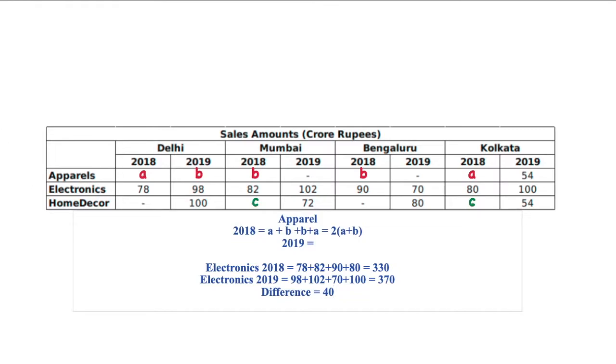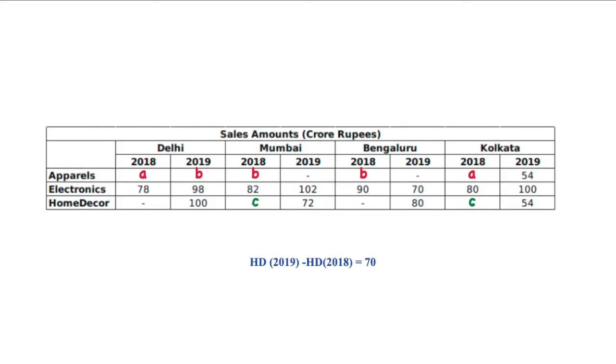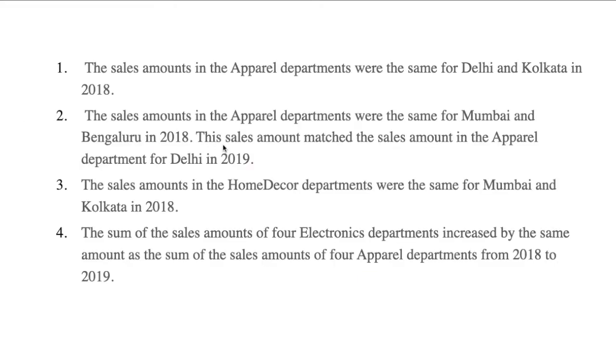Now let us go ahead and see all the other conditions. The total sales amount of four home decor departments increased by 70 crores from 2018 to 19. So total sales of home decor. This means that the summation of home decor in 2019 and 2018, the difference is 70. So here we have assumed this to be C, but we still don't know the missing field over here, right? So let us check the next condition.